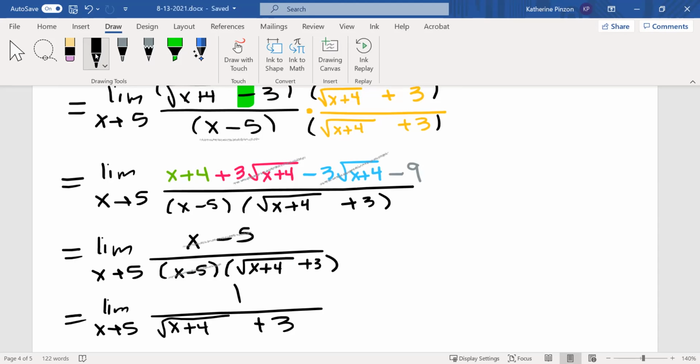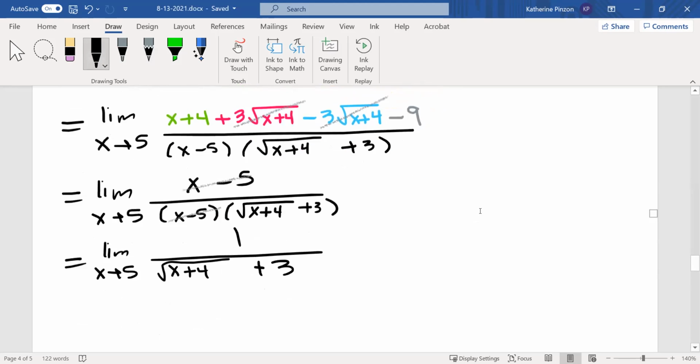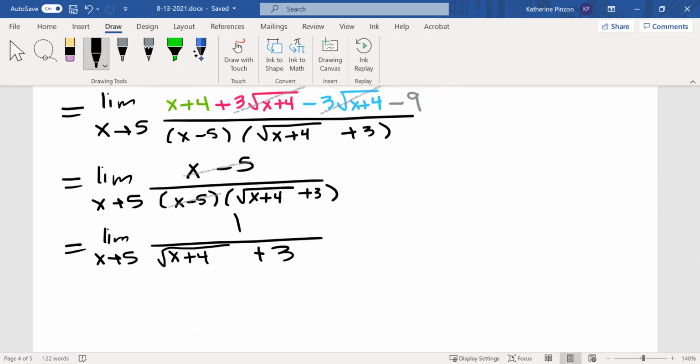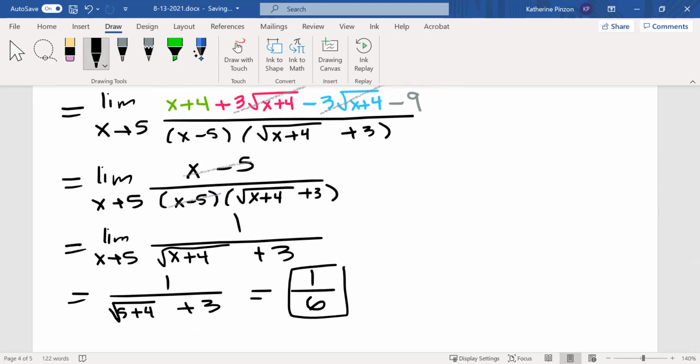Okay, remember that I carried this word limit through this whole problem because in the end, I want to remember that I have to do what? Plug in 5 for x. Yeah, great. In the end, I want to remember that I have to plug in 5 for x. Okay, 5 plus 4 is 9. Square root of 9 is 3. Plus 3 is 6. So 1/6. Exhausting.